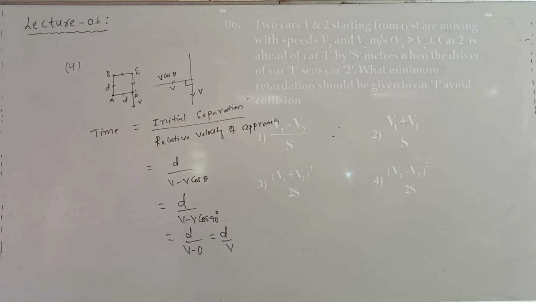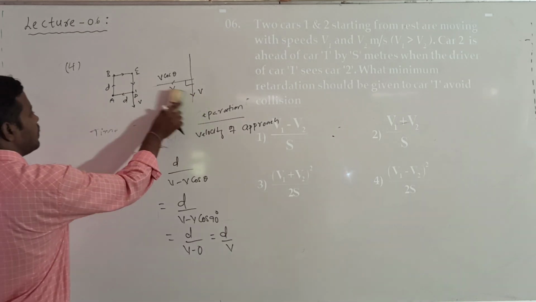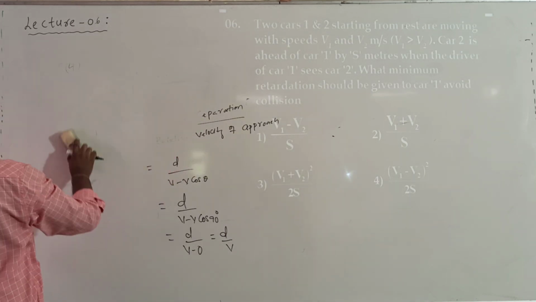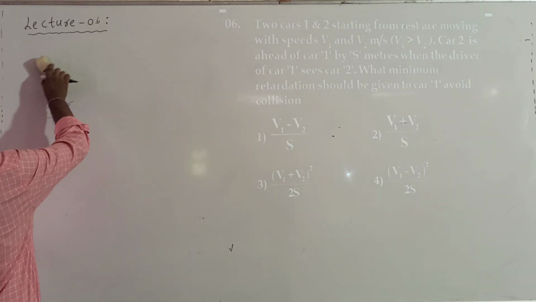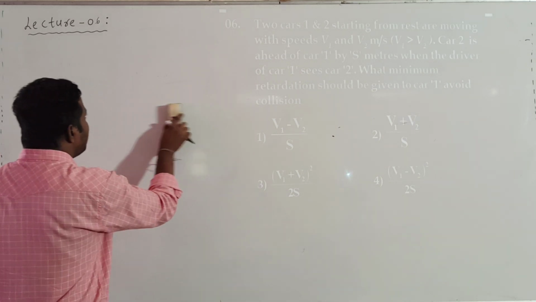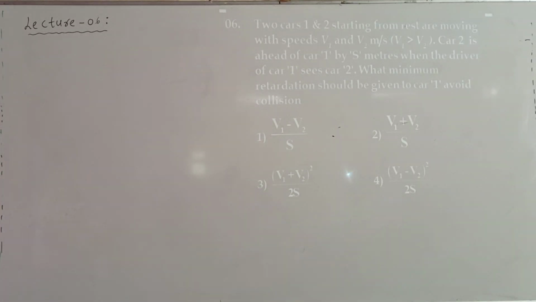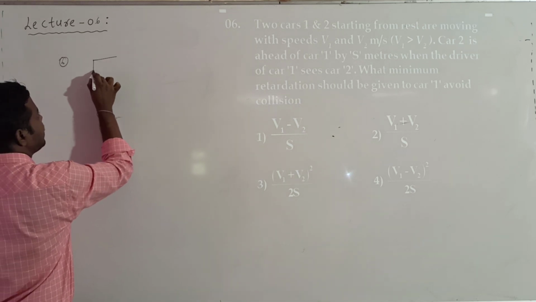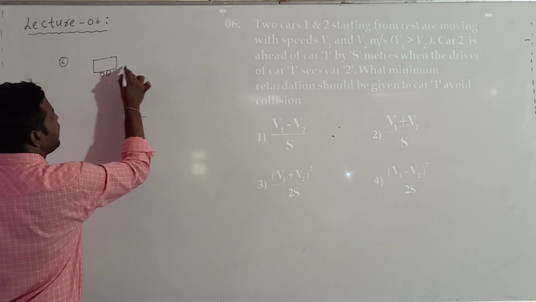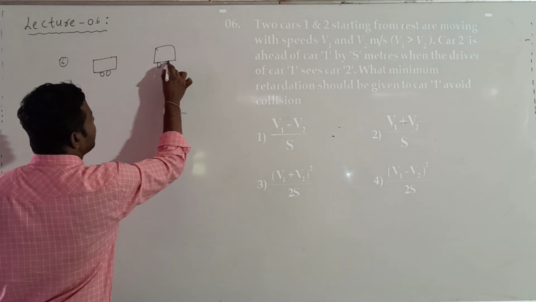So next question. Question number 6. This question is also based on the relative velocity, the velocity of one body with respect to another body. There are two cars given. Let me call here the first one and here the second one.